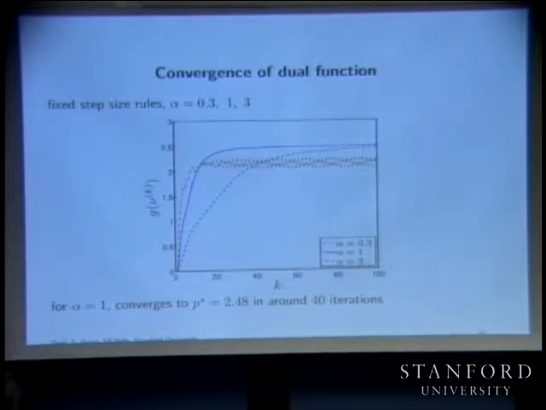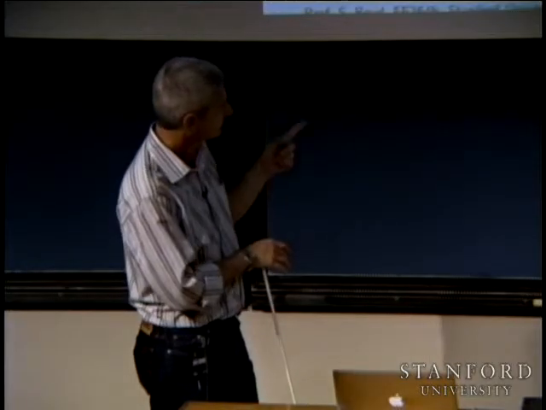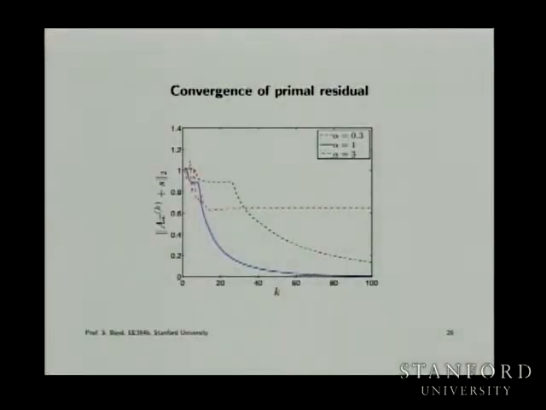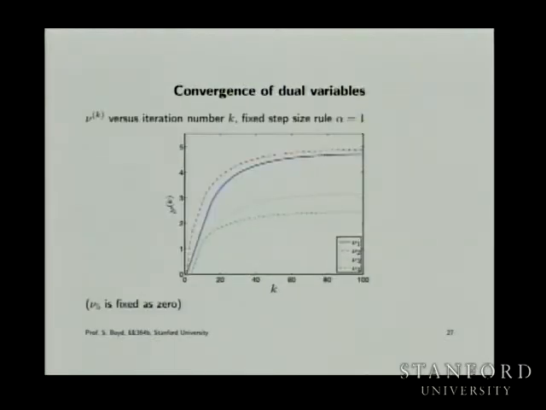So this is the picture. Oh, and 2.48 is going to be the optimal flow. Primal residual is going to be the norm of the flow error, and you can see it go down with the different step size rules. This one is not converging. It is going to converge merely to a neighborhood of the solution, and so it's probably not going to get any better than that. So that's the picture here.